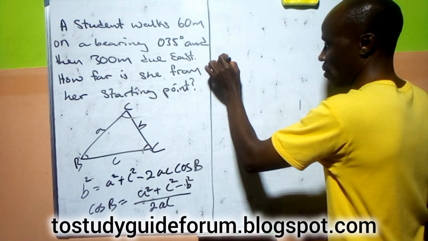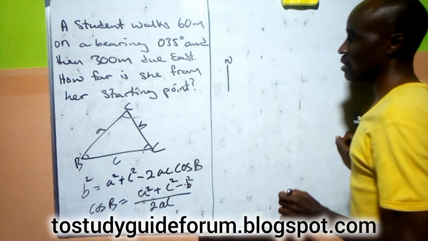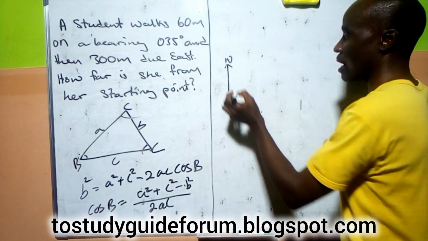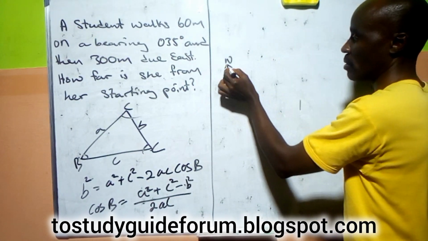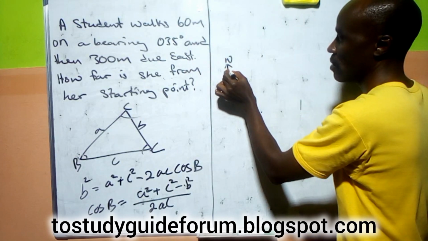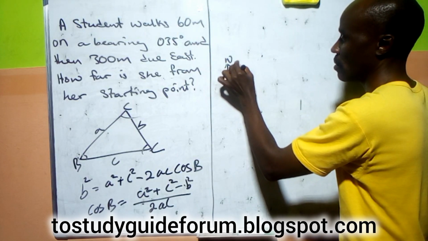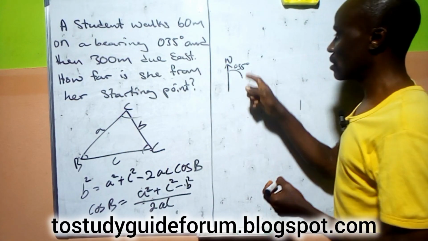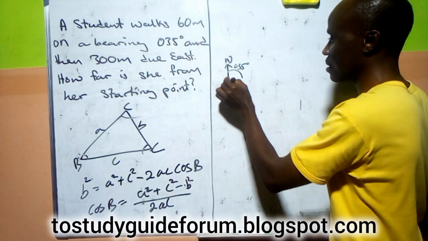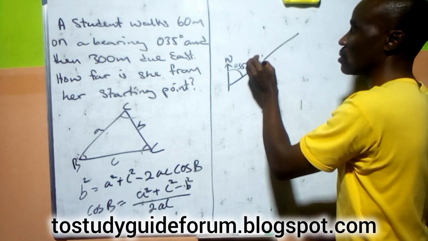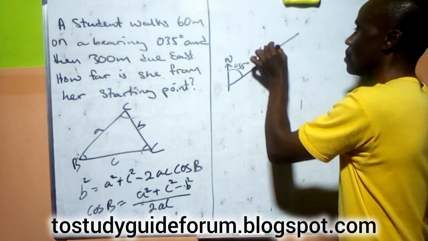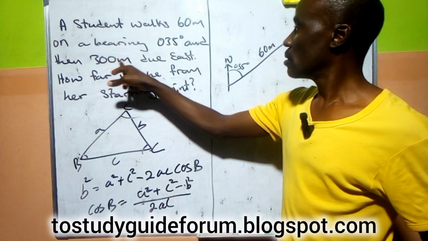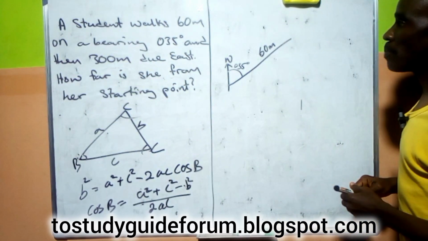A three-figure bearing normally starts from the north and moves in a clockwise direction. Moving clockwise, we have 35 degrees. This is the bearing. Now the distance is 60 meters. Then the student moves due east.